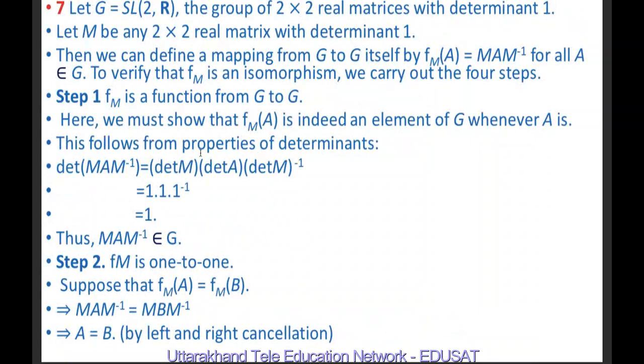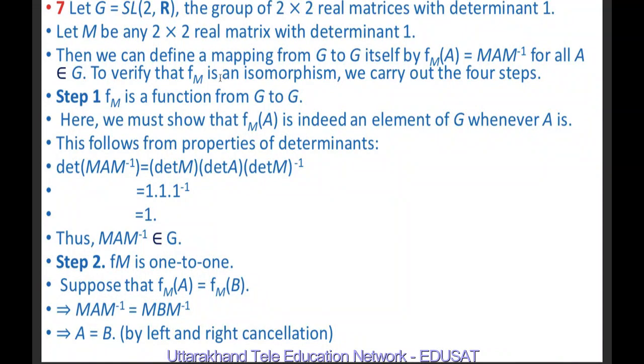Now consider the set G equal to SL2R, the group of 2 by 2 real matrices with determinant equal to 1. Let M be any 2 by 2 real matrix with determinant 1. Then we can define a mapping from G to G itself by FM(A) equal to MAM inverse for all A belonging to G. All A belonging to G means A is also a 2 by 2 matrix of determinant 1.